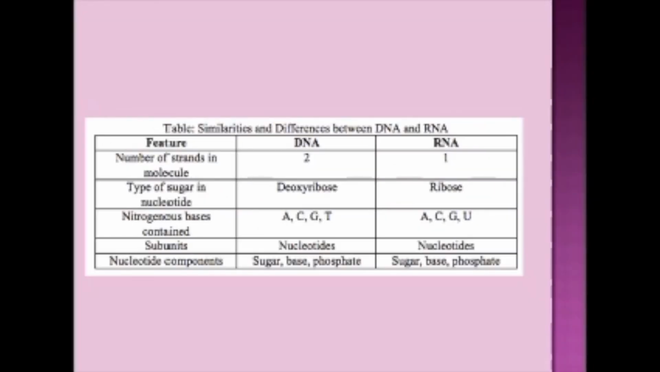In conclusion, the summary of this presentation can be seen in the table above. We went over the differences and similarities between DNA and RNA, including the number of strands in a molecule, the types of sugar in the nucleotide, the base contained in each, the subunits, and the nucleotide compounds.